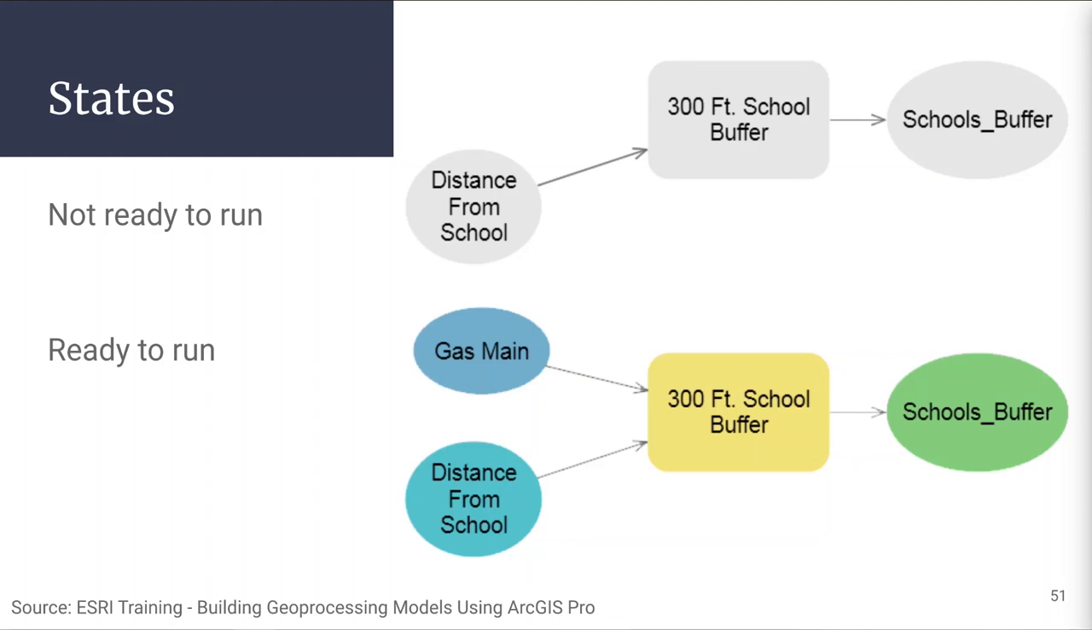Once it's ready to run, you get the characteristic colors for each of these different model elements. In this case, we were missing that thing that we want to find out an area around for, and in this case it's gas mains. So we feed gas mains and a certain distance around gas mains into the 300-foot school buffer to get a school's buffer.